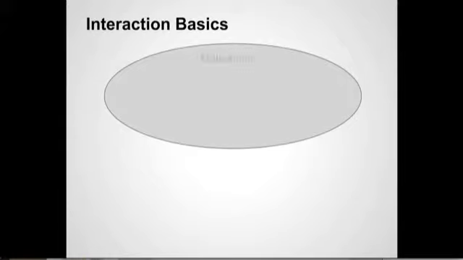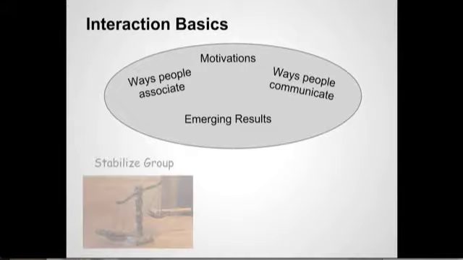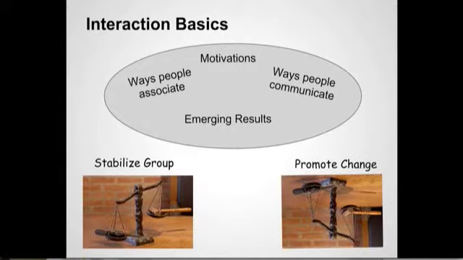Interaction depends on people's motivations. What motivates people to associate with one another? What motivates people to communicate with one another? Through this association and through this communication, emergent results, or results of these interactions, form. These results could end up stabilizing a group or society and making it safer, or it could promote change both for good or for bad.